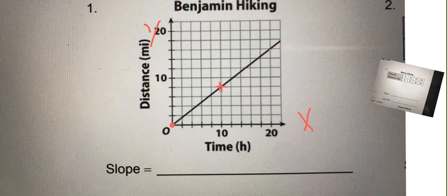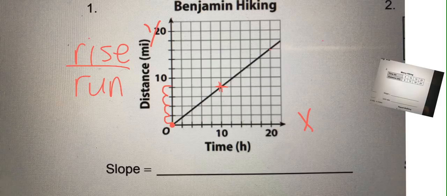Once I've identified a couple points, all I have to do is count my boxes for my rise over my run. Since we're looking at the point right here with the red X, we're going to find out how much does it rise to get to the dot that we made. So we're going to count 2, 4, 6, 8. So my rise, which is on top, would be 8, and my run is how far over I had to go to get to that point. 2, 4, 6, 8, 10. So my rise is 8 and my run is 10.